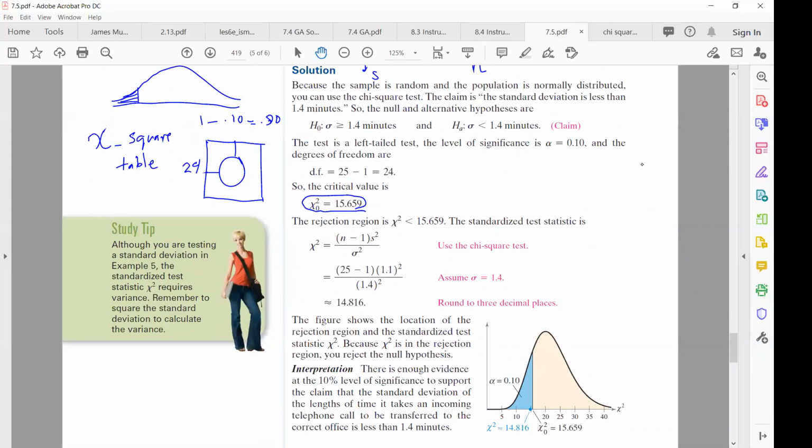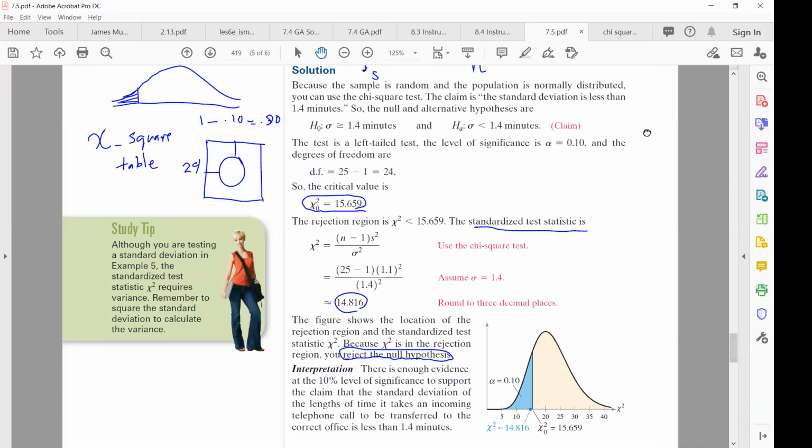So the rejection region is on the left-hand side, and the dividing number is your critical value, 15.659. Now we find the standardized test statistic, chi-squared, which is (n-1)s squared over sigma squared: 25 minus 1, times 1.1 squared, divided by 1.4 squared, and you get 14.816. Since 14 is less than 15, it means that your test statistic is inside the rejection region. What's the meaning of that? It means that you reject the null hypothesis.